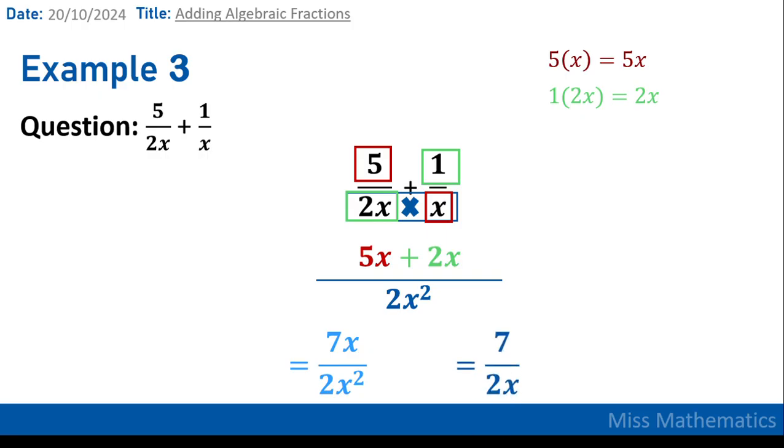You can simplify this by taking out an x from the numerator and taking out an x from the denominator, so that would leave you with 7 over 2x.